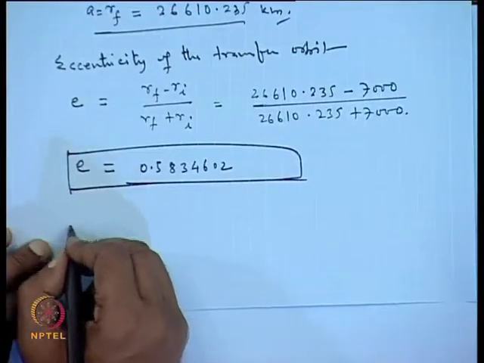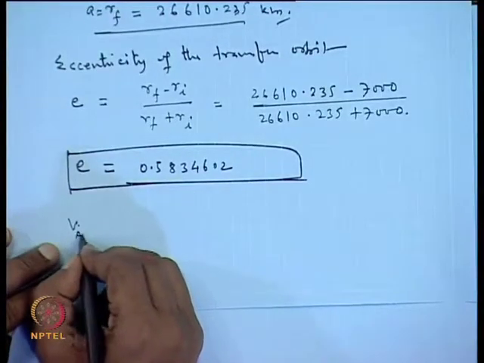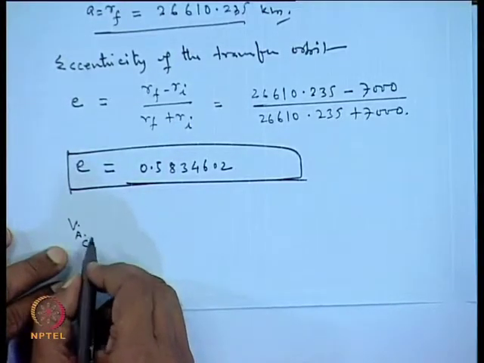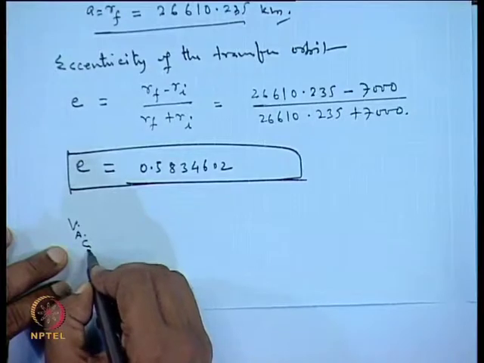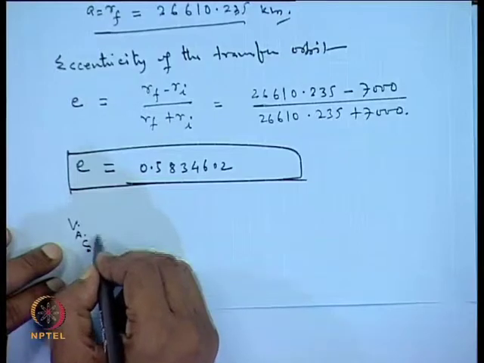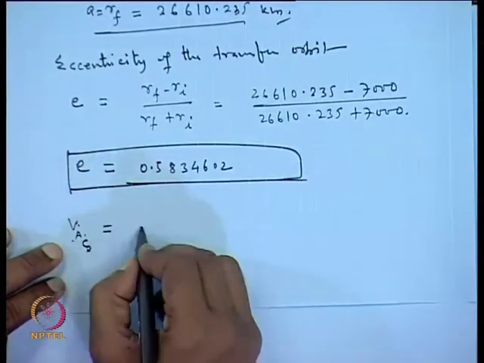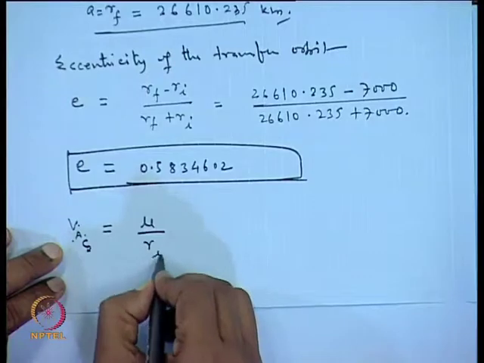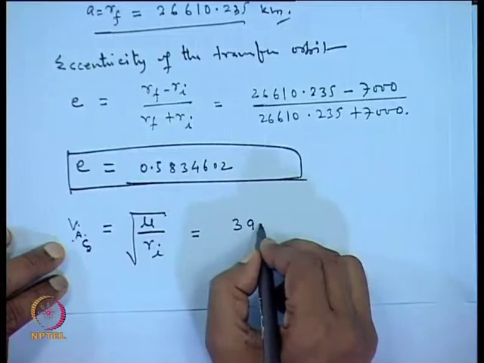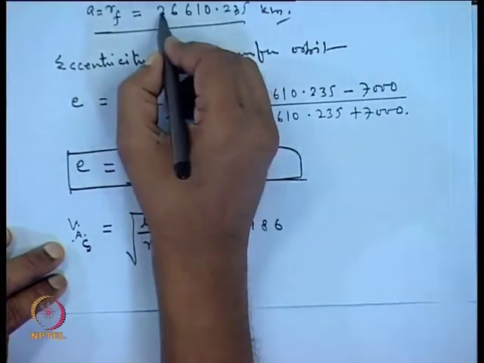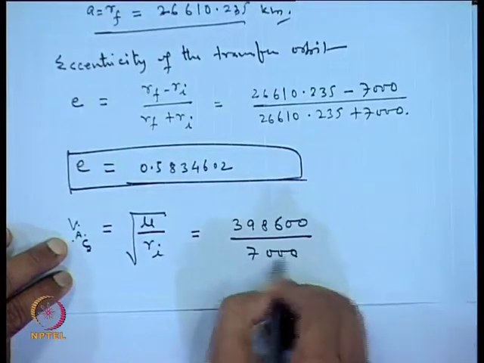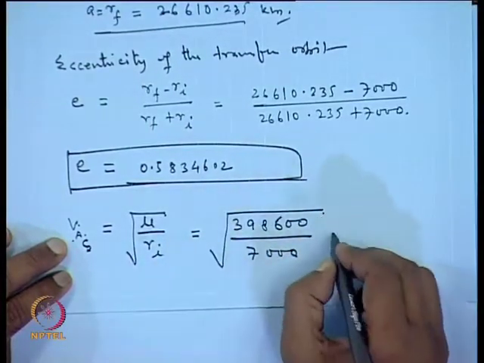Now, velocity in the initial circular orbit. So, V A in the circular orbit, which is shown by C here, to indicate the circular orbit, can be written as under root mu by r I. So, mu is nothing but 398600 divided by 7000, under root.